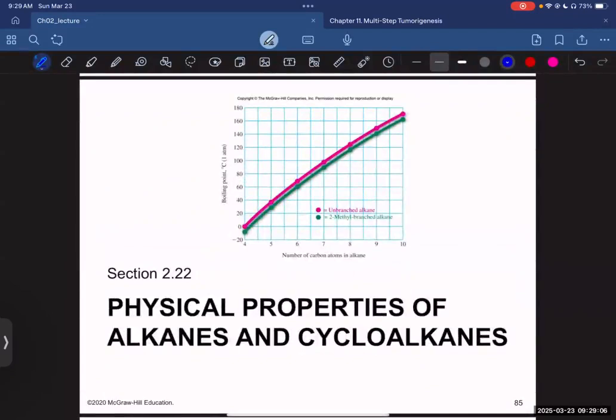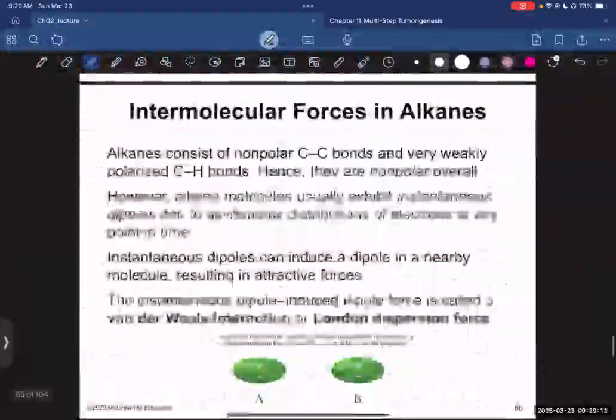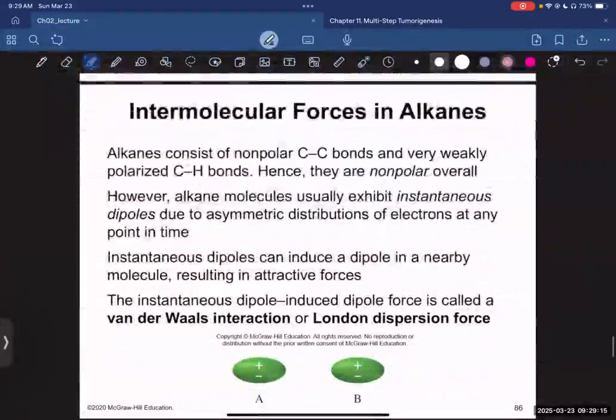Now, let's look more into the physical properties of these alkanes and cycloalkanes. When we try to look at these physical properties, we first have to talk about intermolecular forces. When we look at the terminology of intermolecular and intramolecular, you have to find out that they are very different. When we talk about intramolecular, this is going to be within the compound or the molecule.